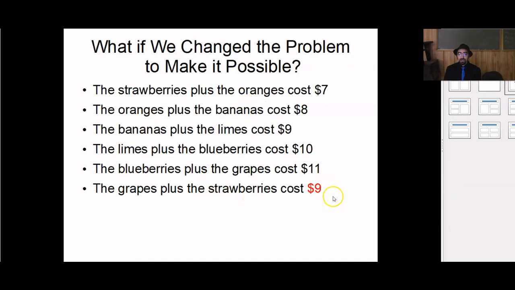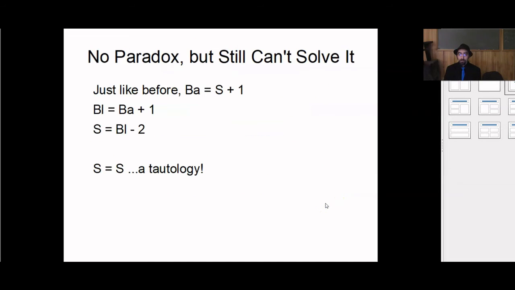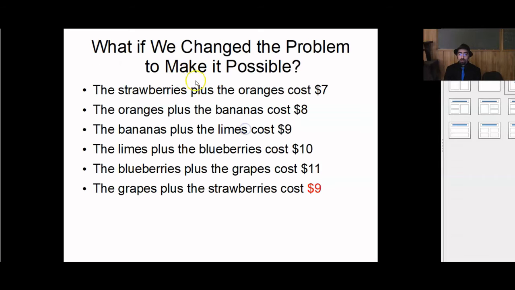But let's try changing the problem to make it solvable. There's no paradox anymore, but we still run into a problem that we can't solve it. So just like before, we have the bananas costing 1 more than the strawberries, because strawberries and oranges cost 7, bananas and oranges cost 8. So that means bananas have to cost 1 more than strawberries. And then bananas and limes cost 9, limes and blueberries cost 10, so blueberries have to cost 1 more than bananas. Blueberries and grapes cost 11, grapes and strawberries cost 9, so strawberries have to cost 2 less than blueberries.